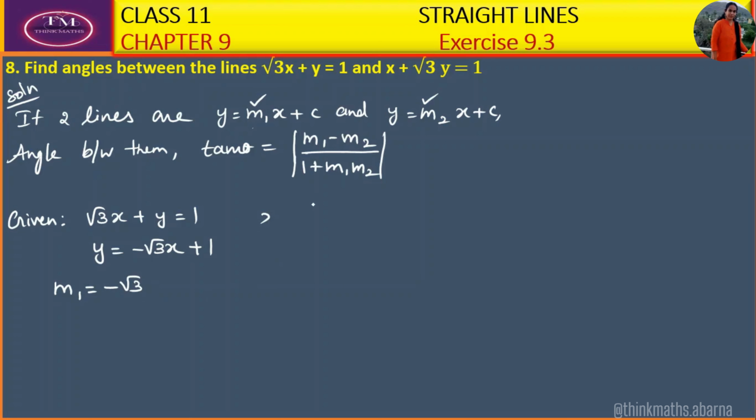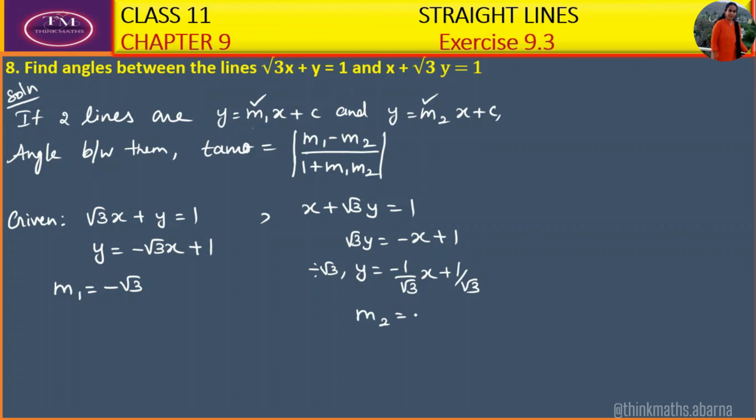What is the other equation? x plus root 3y equal to 1. Keep the y term here and bring the x term to the LHS. It is minus x plus 1. So we have root 3 with y. Dividing by root 3, we get y is equal to minus 1 by root 3 x plus 1 by root 3. If you compare both, we get m2 is equal to minus 1 by root 3. So we got m1 and m2.